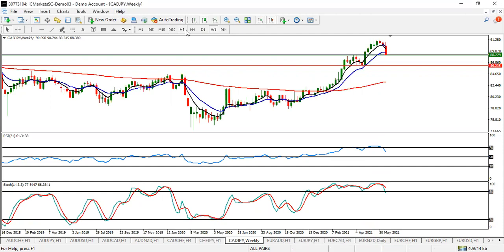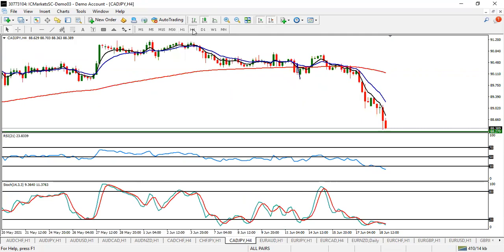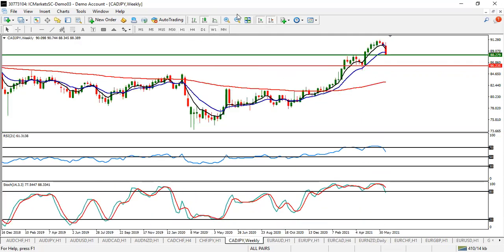CAD JPY, this is currently sell bias as well. So with this in mind, we want to expect this to keep pushing down. We can see right now the momentum is strong to the downside on CAD JPY. So this has higher possibility, 80% assurance that it may drop down to 86.23.